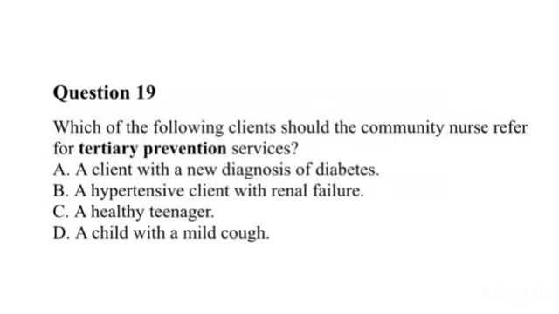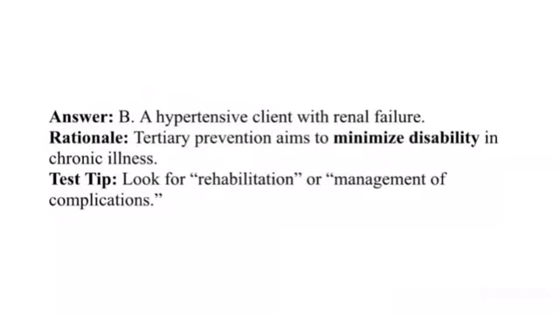Question 19. Which of the following clients should the community nurse refer for tertiary prevention services? A. A client with a new diagnosis of diabetes. B. A hypertensive client with renal failure. C. A healthy teenager. D. A child with a mild cough. Answer: B. A hypertensive client with renal failure. Rationale: tertiary prevention aims to minimize disability in chronic illness. Test tip: look for rehabilitation or management of complications.